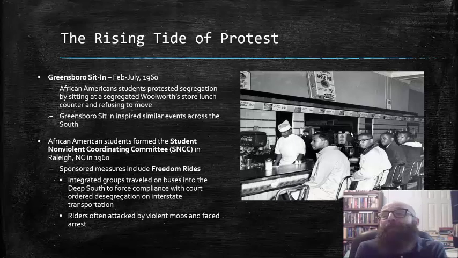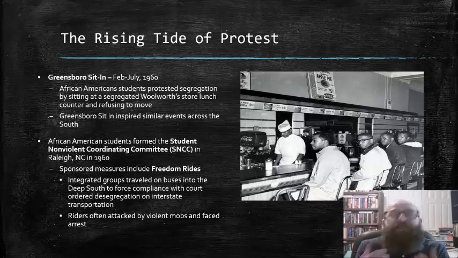In this event, African-American students in Greensboro, North Carolina, protested segregation by sitting at a segregated Woolworth store lunch counter and refusing to move. It started out with just 4 students, the infamous Greensboro 4, these gentlemen that you see right here. But as the days progressed, more and more activists joined these 4 students to sit stoically at this lunch counter, despite being constantly insulted verbally, attacked physically, having food thrown at them, and water poured on their heads.